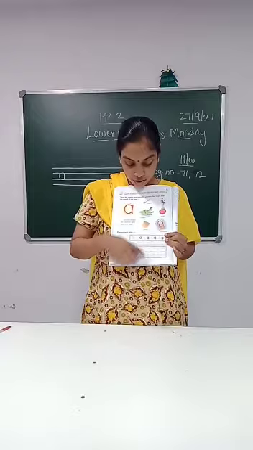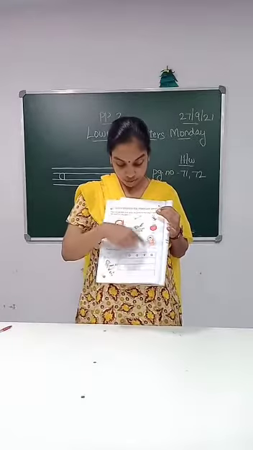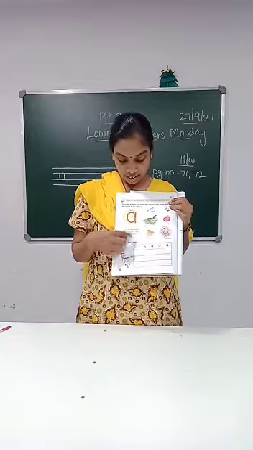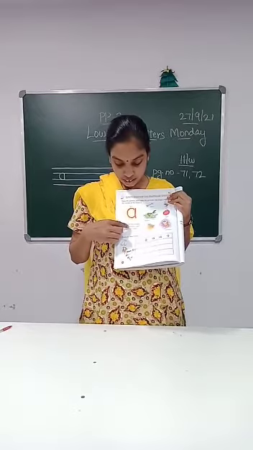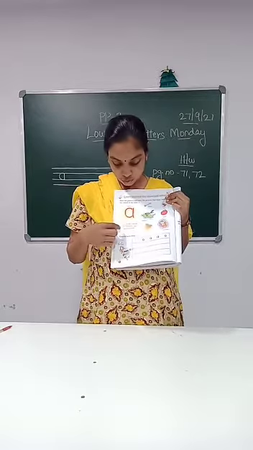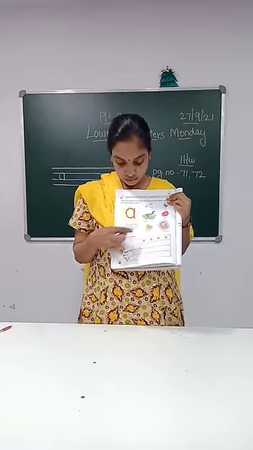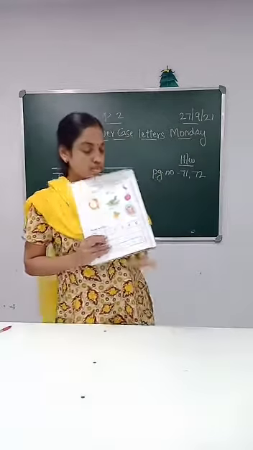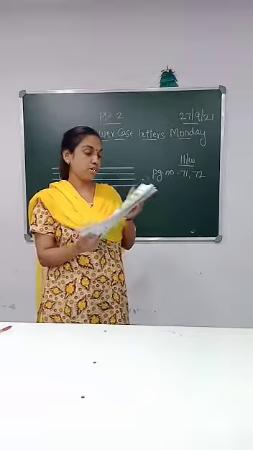So the remaining all this will be done as homework, okay children, and these are the pictures which start with letter A. This is small a. And an astronaut goes to space in a rocket. So now this page also will be your homework.